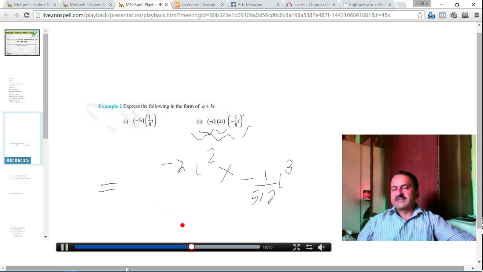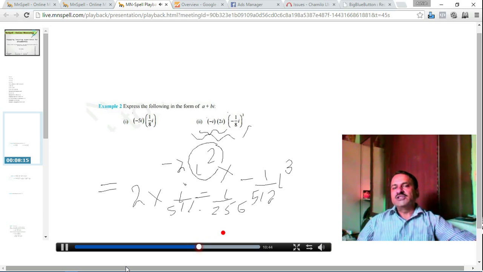Now again we will simplify it. You know that i square is minus 1. So minus 2 into minus 1, you will get 2. And i cube is minus i. Minus i into minus 1 is i. So i upon 512. We will get i upon 256, because we can cancel 2. So our answer is i upon 256.